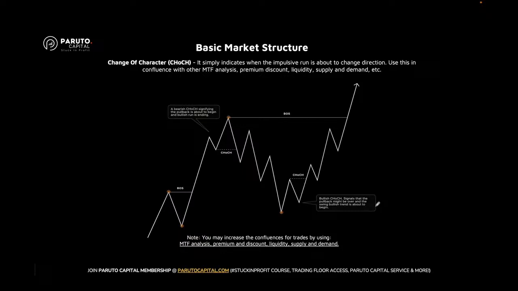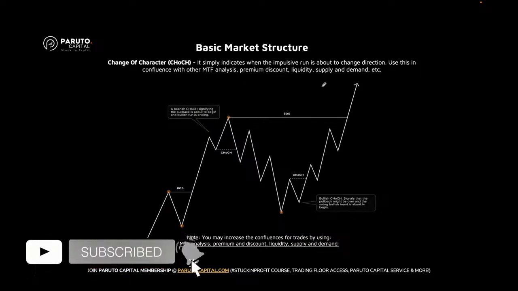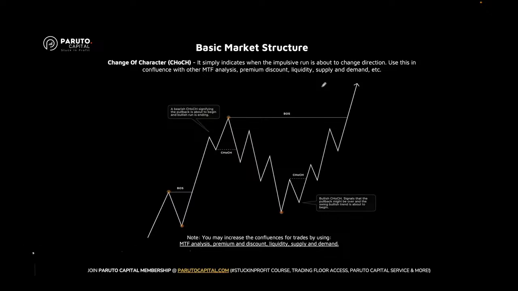Okay, so now on the basis of market structure, there was something you'd always encounter, or that I always emphasize, and that's a change of character. Now the change of character simply just tells us when the trend is about to change direction, right? So of course this in your trading should always be used in confluence with other indicators, in terms of course price action, liquidity, supply and demand, premium discount and all of that.